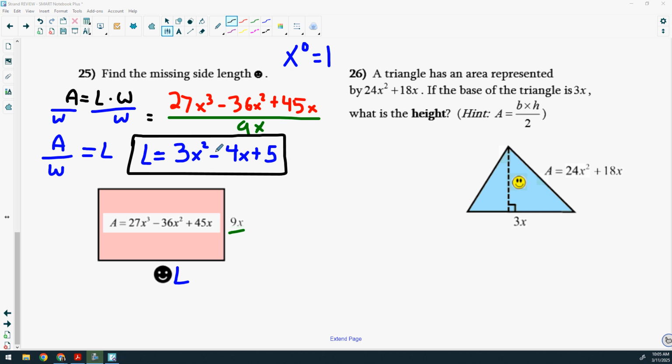To take it a step further, you may have potential questions where they then give you the value of x. And if they tell you the value of x was maybe 2, then you would actually need to substitute that value of 2 in for x, and then you would actually solve for the length. Okay, question 26 is very similar. You're given a triangle that has an area represented by this, so you're given the area. And now you need to figure out the height. It's no different than this one. And again, this question is also on the answer key.